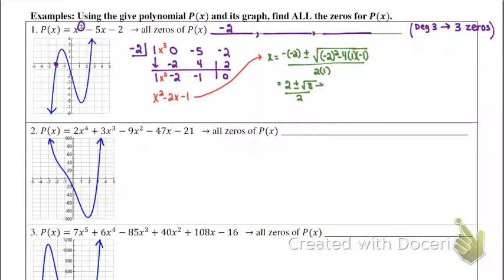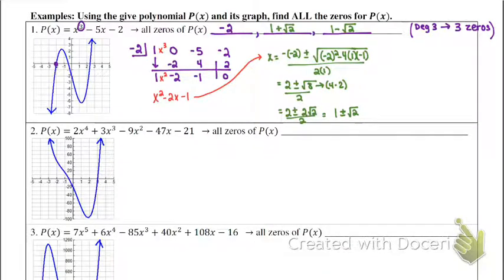Okay, we know that 8 is really 4 times 2. So when I simplify that radical, I get 2 plus or minus the square root of 4 is 2, and the other 2 stays inside, all over 2. And now I reduce. So I get 1 plus or minus the square root of 2. So my other two answers are 1 plus the square root of 2 and 1 minus the square root of 2. I do want you to list them separately because I want you to put the blanks and I want you to fill them in.